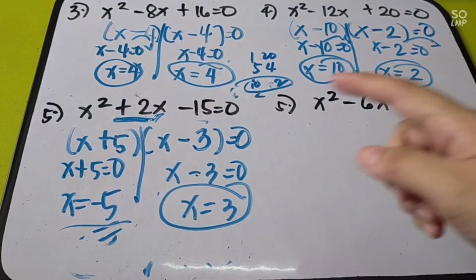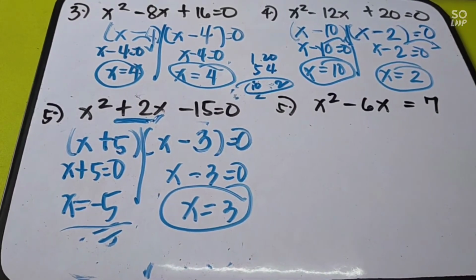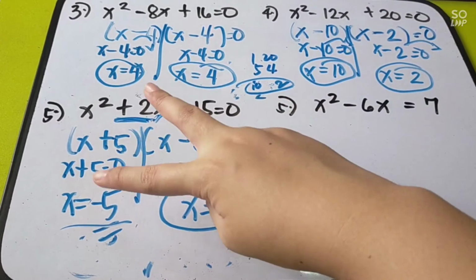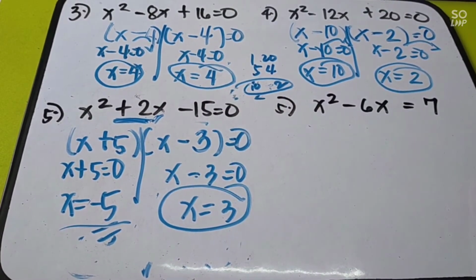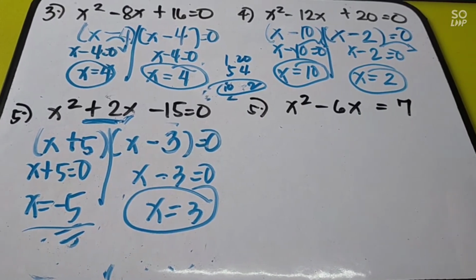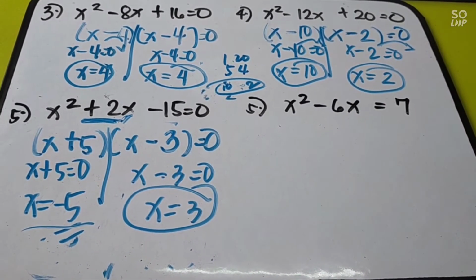Kasi yung magiging sagot dun is negative 2 dun sa gitna. So, mamamali na yung factors nyo. So, yung positioning ng factors mo, okay lang na siya ay magkaiba-iba. Okay? Wag lang yung sign. Is it clear? Next tayo, this one, number 5.